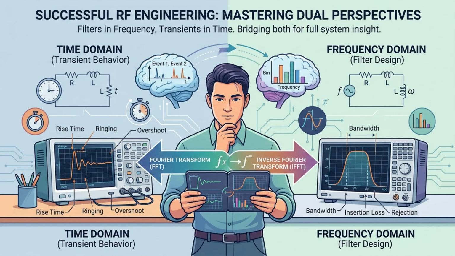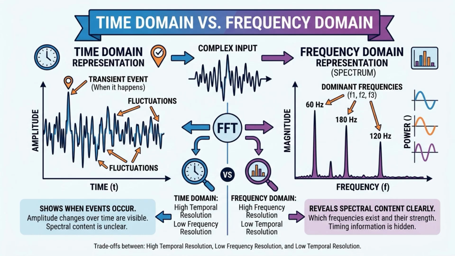At the system level, filters are often easier to understand in the frequency domain, while transient behavior is easier to understand in the time domain. Successful RF engineers learn to move between both views depending on the problem being solved. Neither domain is universally superior. The time domain provides clear information about when events occur, but frequency information may be difficult to extract directly. The frequency domain reveals spectral content clearly, but may hide timing information.